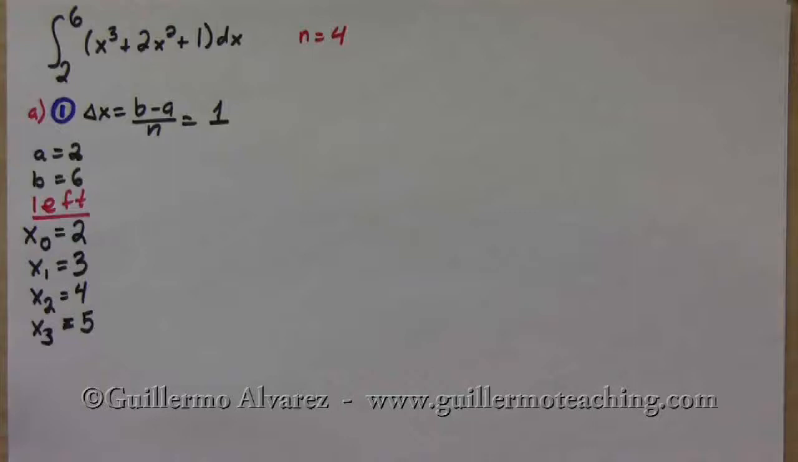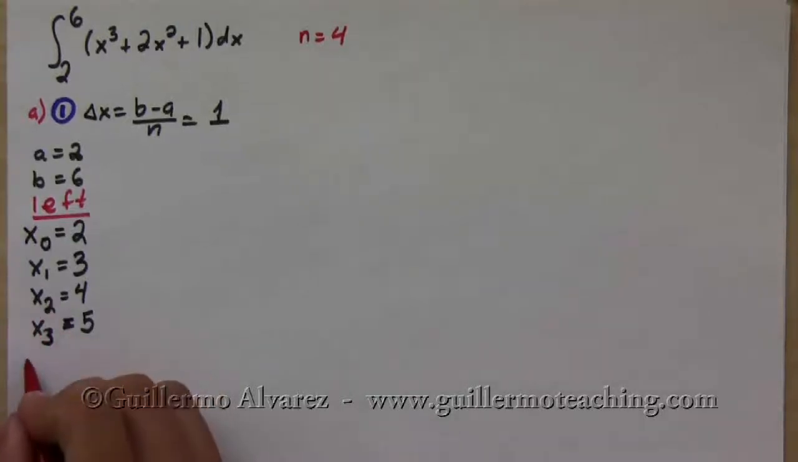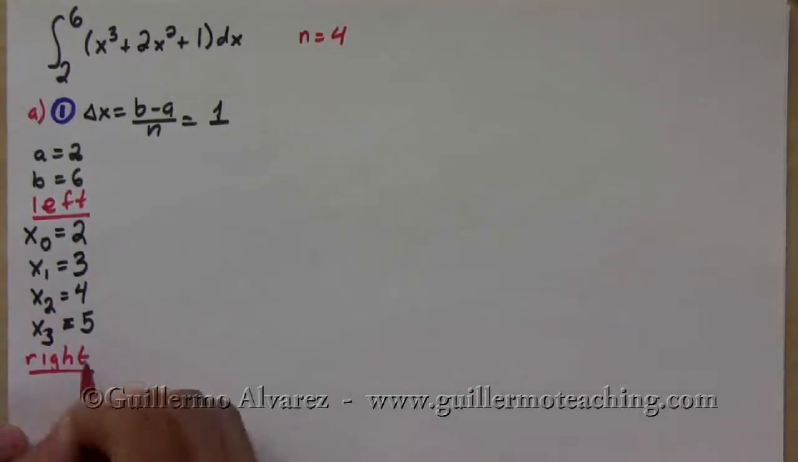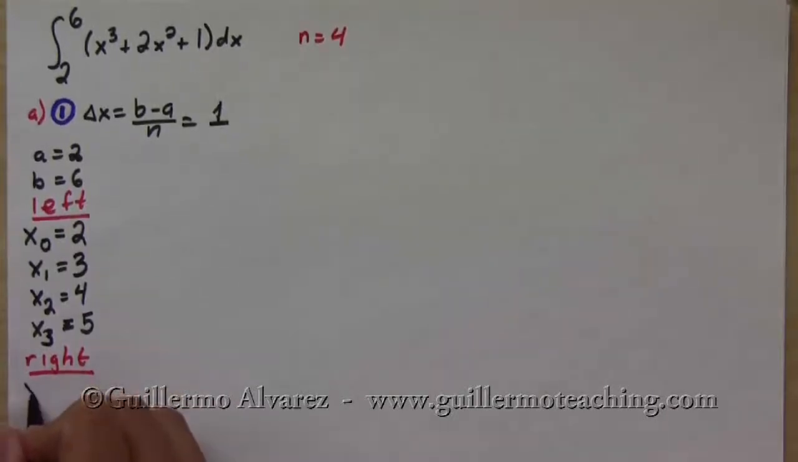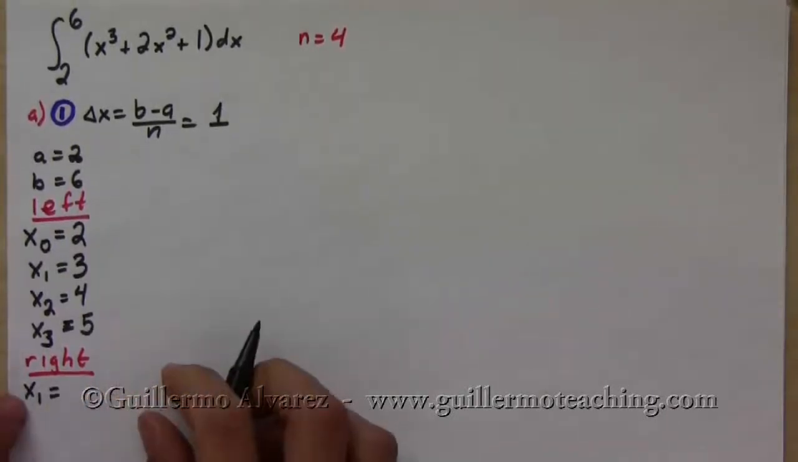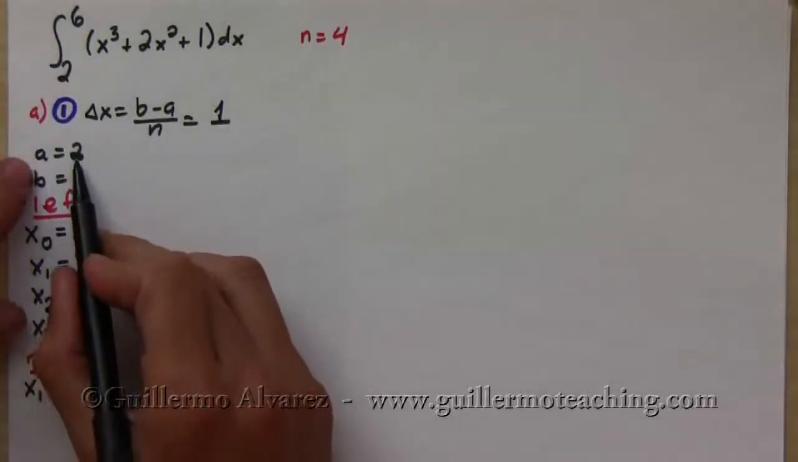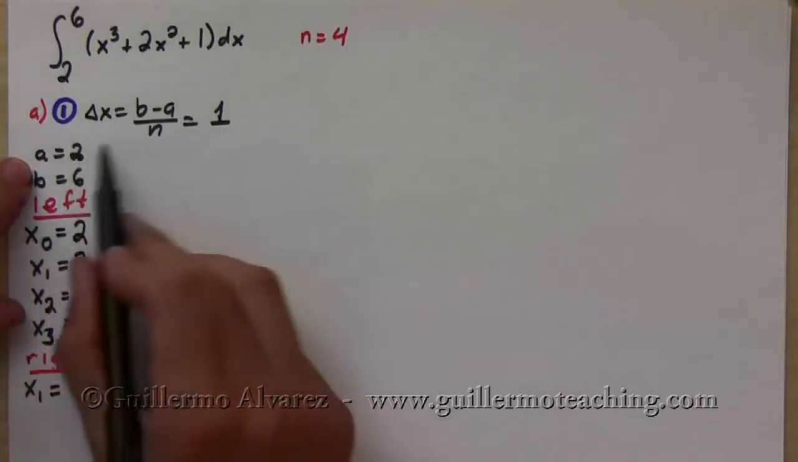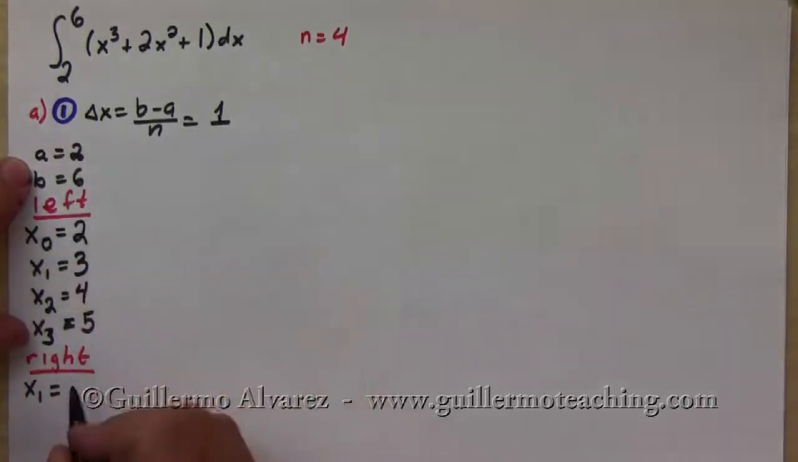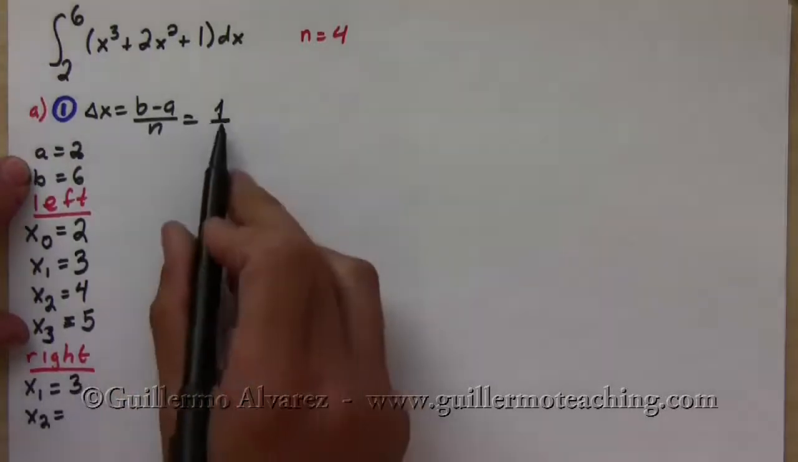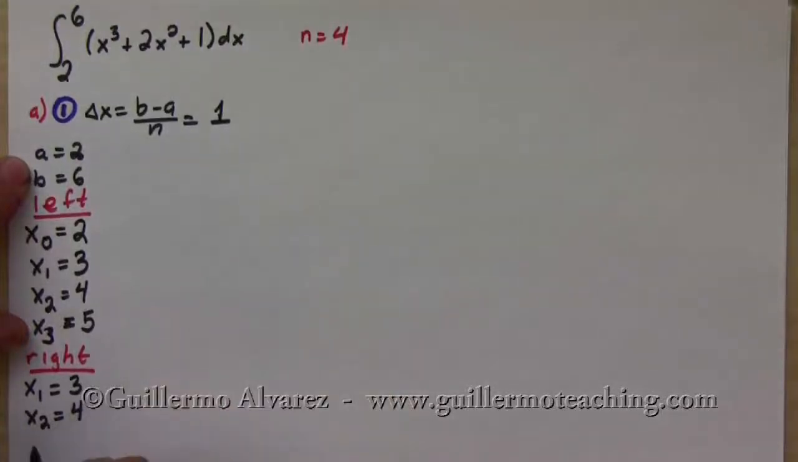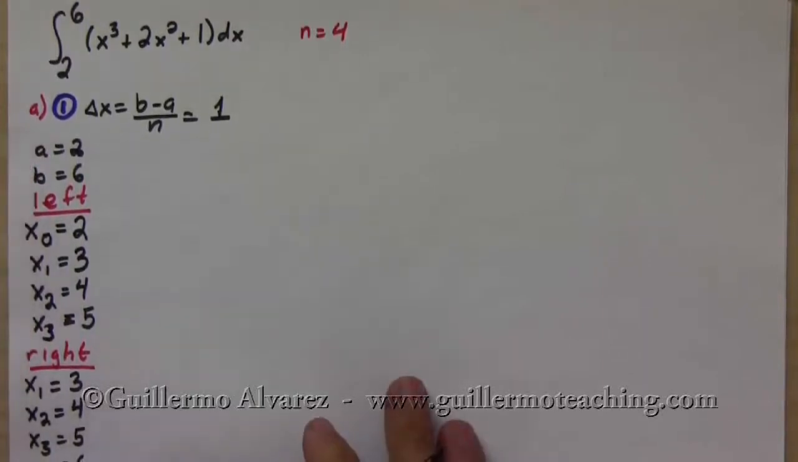Now let's do the right. Remember, for the right, you start off at what we call x sub 1, which is not at the left endpoint, but a delta x past it. So in this case, 2 plus another delta x is going to be 3. And then each next one is just delta x away from it. So the next one's going to be at 4, the next one's going to be at 5, and then x sub 4 is going to be at 6.